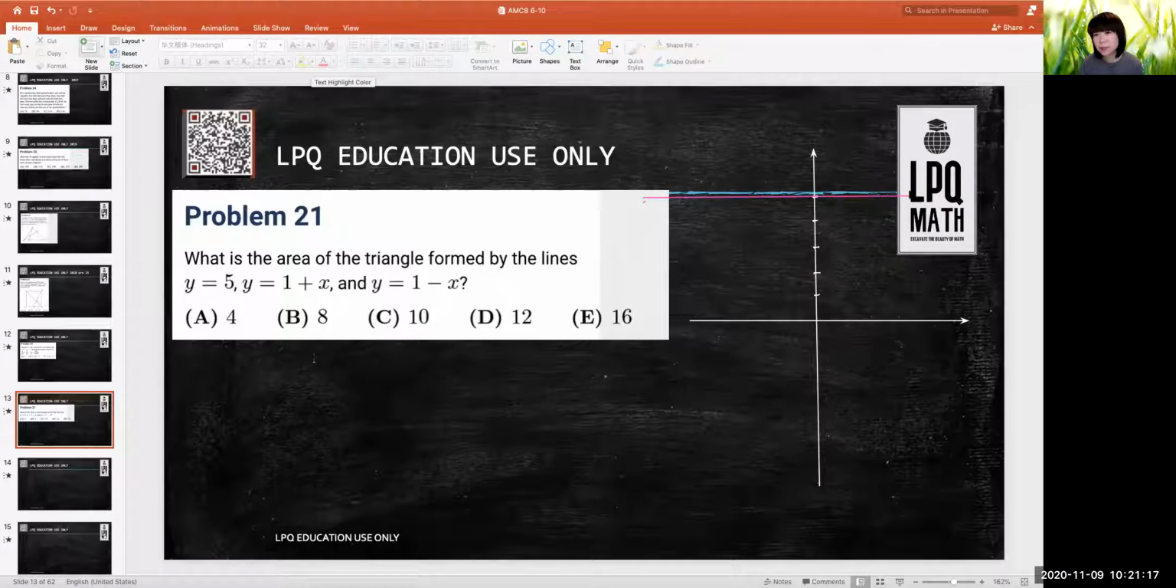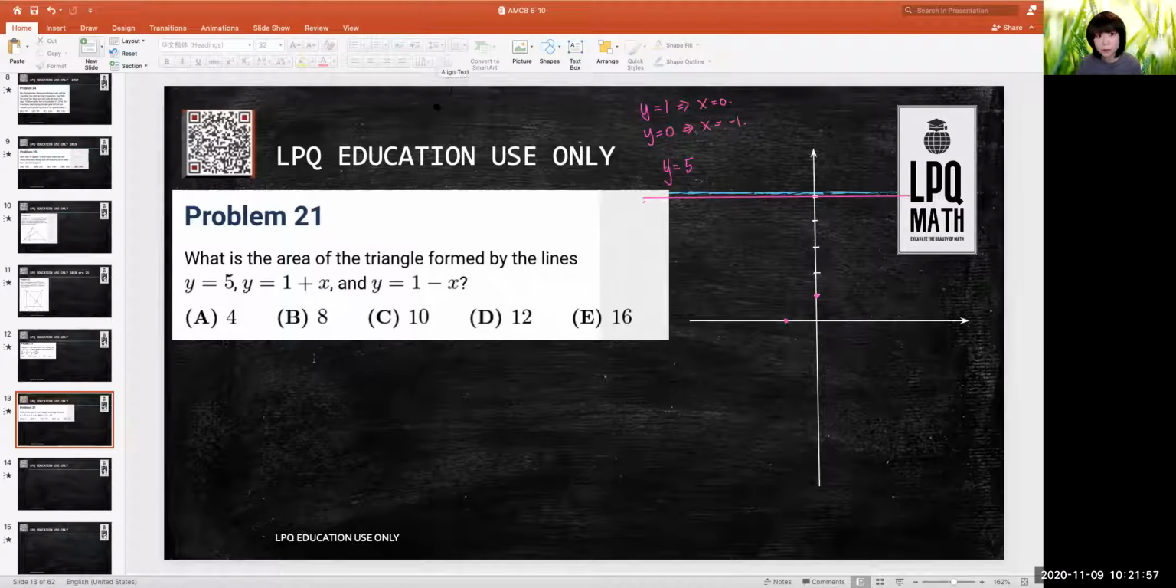Basically this line is named y equals 5 because every single dot on this pink line has y equals 5. Now also y equals 1 plus x. When y equals 1, then x equals 0, so we can find one dot here. And when y equals 0, x equals negative 1, so we find another one here.